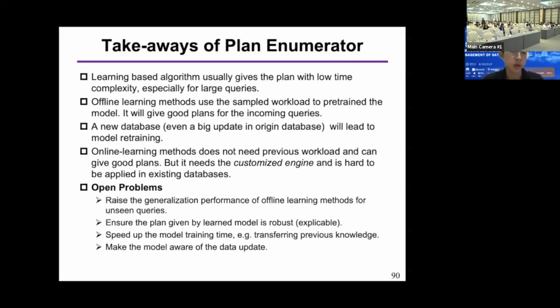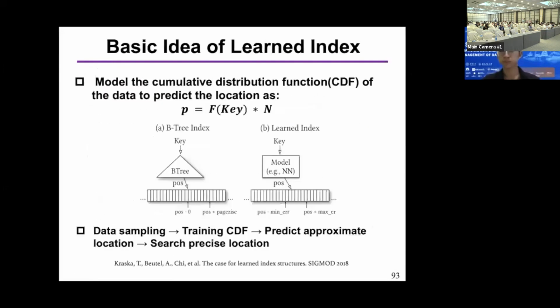And there are many realistic open problems, like how to raise the generalization performance of offline learning methods for unseen queries, how to ensure the plan given by the learned model is robust, how to speed up the model training time, like transferring the previous knowledge, and finally, how to make the model aware of the data updates.